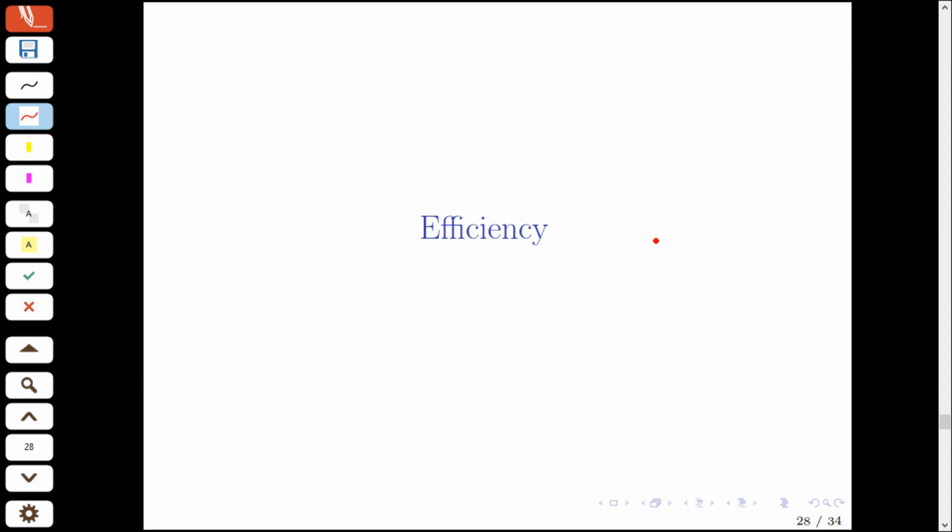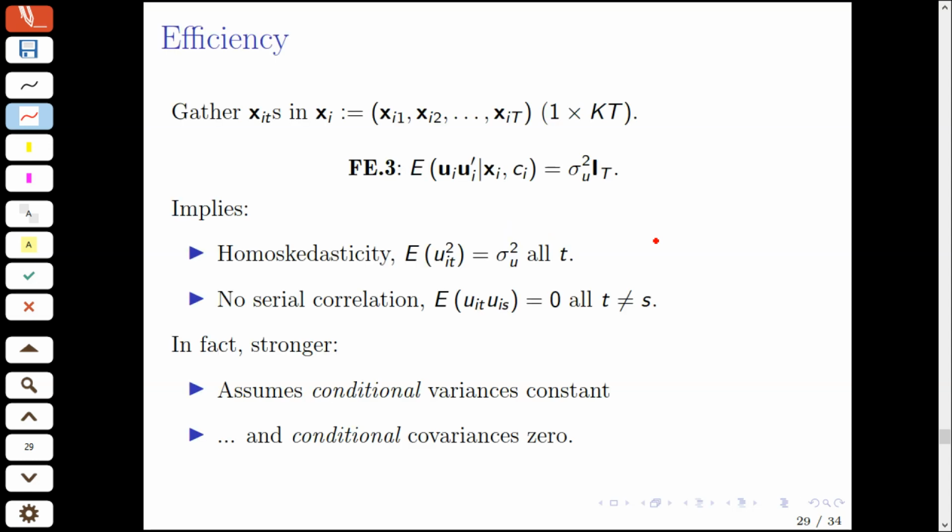Moving on to talking about efficiency. Well, having established consistent estimation, we may think about whether we can also obtain efficiency under some assumptions. So, for the purpose of stating the following assumption, let's gather the regressors in all time periods into one long vector x_i, which is of length k by T, or kT.